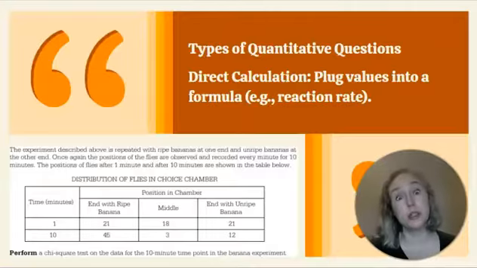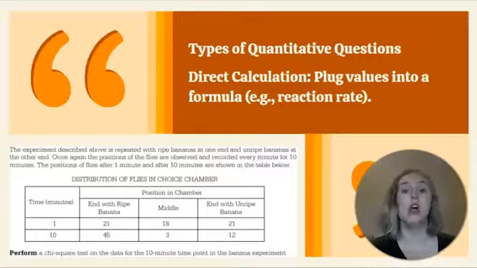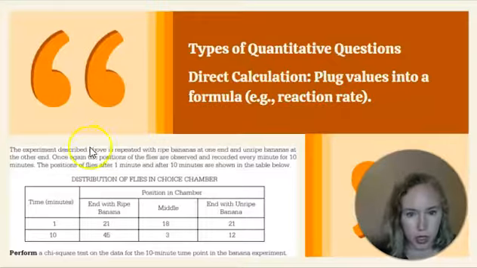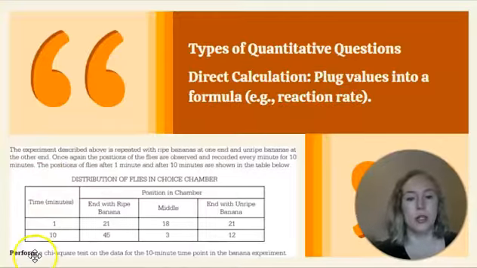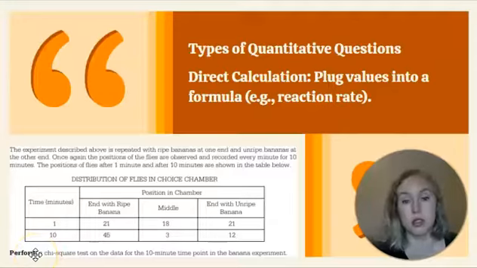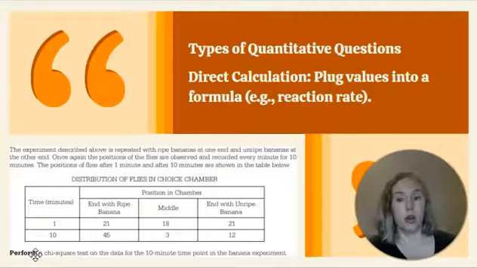So there's three major types of questions. The first is direct calculation, where you're just going to plug in values from a formula. So in this example, it gives you some flies in a choice chamber, and where they are at the beginning and where they are after 10 minutes. And then the question just says, perform a chi-square test on the data for the 10-minute time point in the banana experiment. So you would look at your chi-square equation.